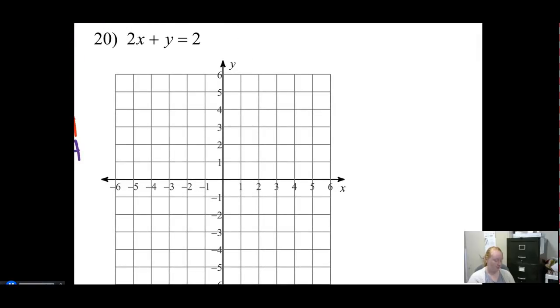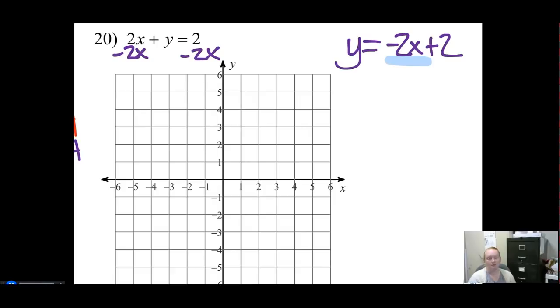Number 20. Here I have 2x plus y equals 2. I'm going to subtract 2x from both sides. I'm left with y equals negative 2x plus 2. Keep in mind it's important that we're writing that x first so that it's in that y equals mx plus b. It's also important that we're solving for y and not for x because we want it to be a y equals, not an x equals.